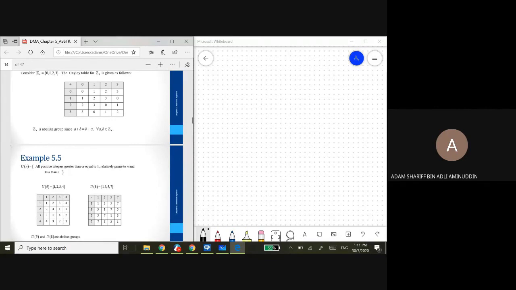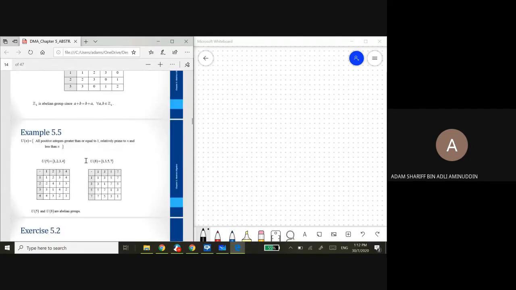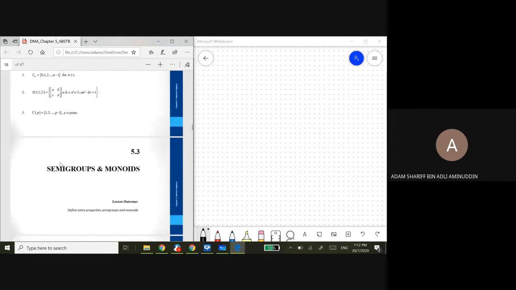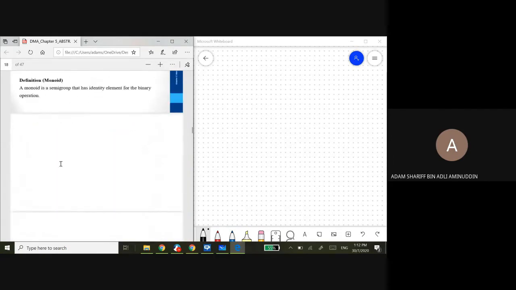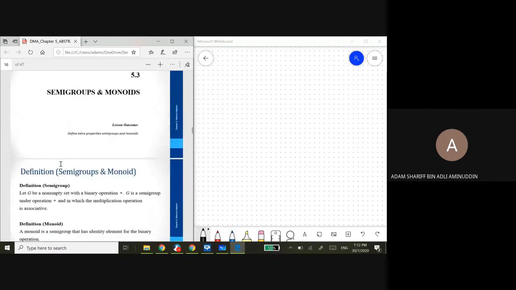Okay. I already taught you U(n). Okay, that's good. So U(n) is a set of positive integers greater than or equal to 1, which are relatively prime with n, under multiplication modulo n. So we already covered this. That's good. So maybe I can directly go to here. Semi-group and monoid.